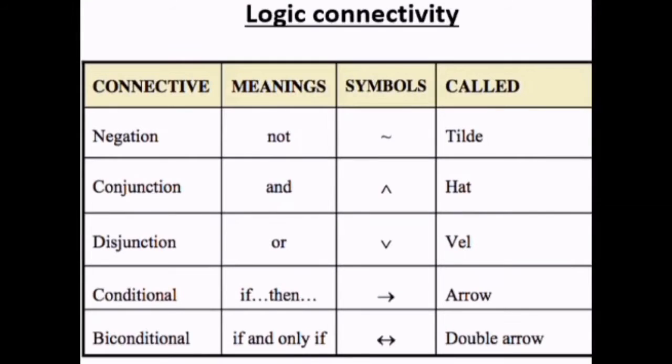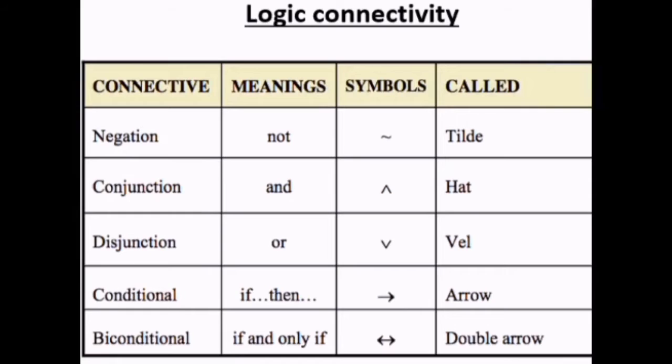There are elements in compound statements, which are the negation, conjunction, disjunction, conditional, and biconditional. I will give a slide to understand more about the compound statement and how to write it in symbolic form. This slide shows the logic connectives between compound statements and symbolic form. Negation is the contradiction or denial of something. When we write it in a logic symbol, it is what we call tilde.